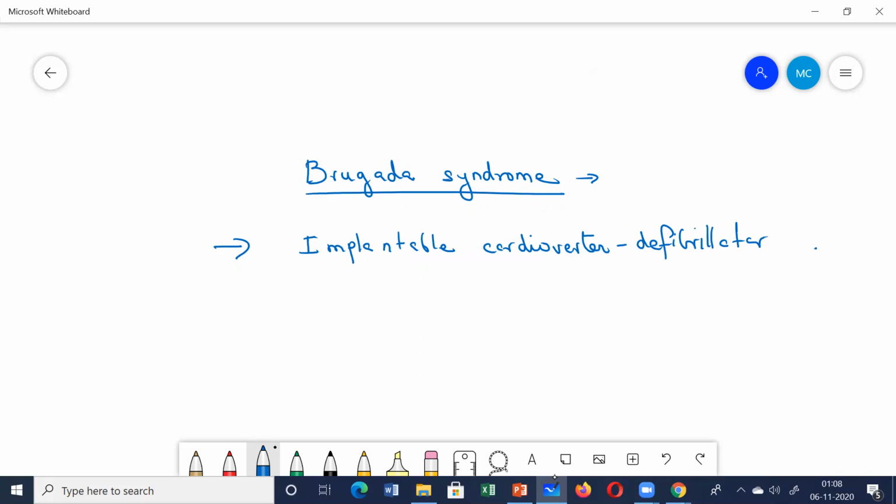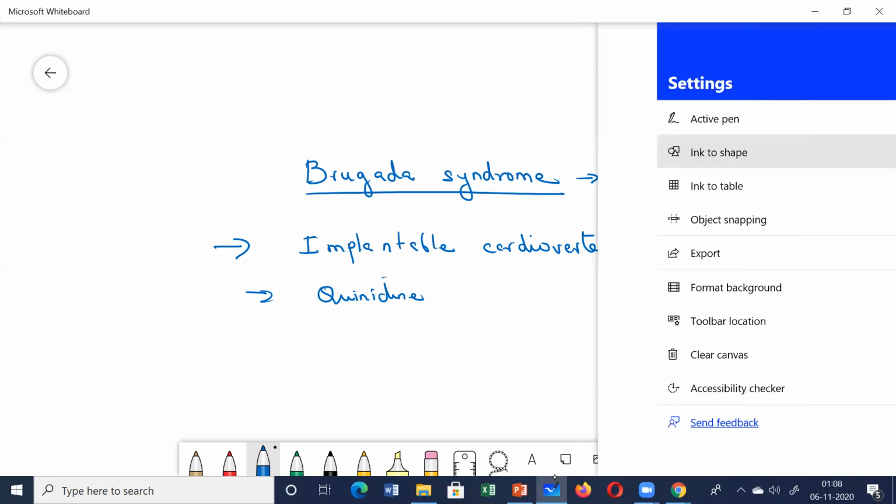If for any reason you are not able to implant this cardioverter defibrillator, then you can use quinidine. So quinidine can be used if you are not able to implant the cardioverter defibrillator in the person. So this is all about Brugada syndrome.